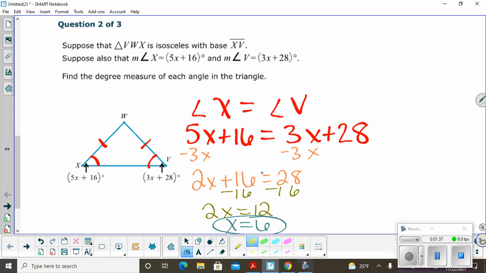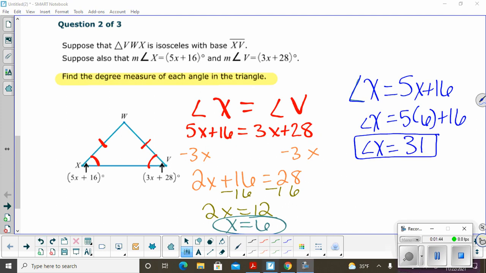Now, we are not done, because if you look, it says find the degree of each angle. To find the degree of each angle, all you have to do is solve actually only for one of them, and you get right here, X equals 31. And because this is 31, we know that this one is 31 as well, because they're congruent to each other.